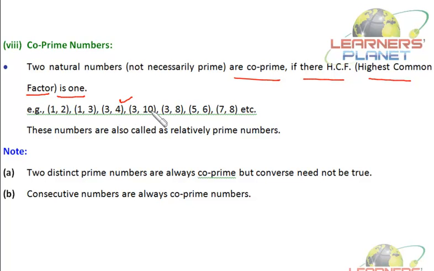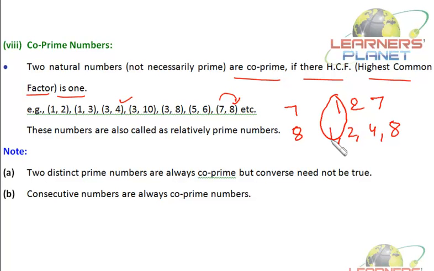Similarly, 3 and 10 are also co-prime to each other. Similarly, 5 and 6, 7 and 8. Friends, we have discussed that co-prime numbers should have their HCF as 1. Take 7 and 8. Suppose I am going to factorize 7. What are the factors of 7? That is 1 and 7. What are the factors of 8? That is 1, 2, 4 and 8. What we observe over here is there is only one common factor of 7 and 8, that is 1.